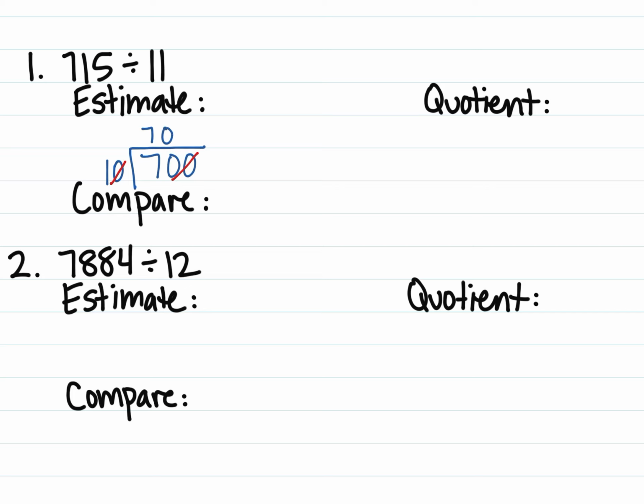When we put this into our calculator, 715 divided by 11 comes out to 65. So this is a close estimate in number 2.